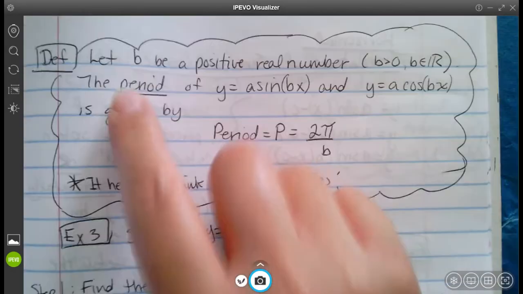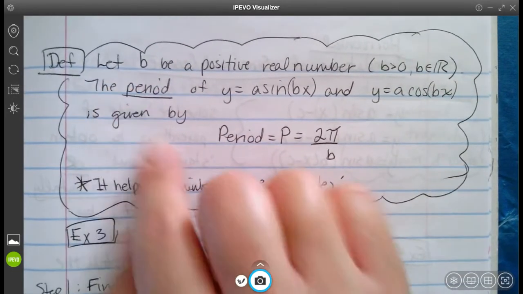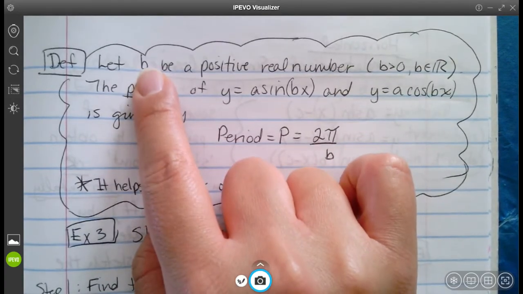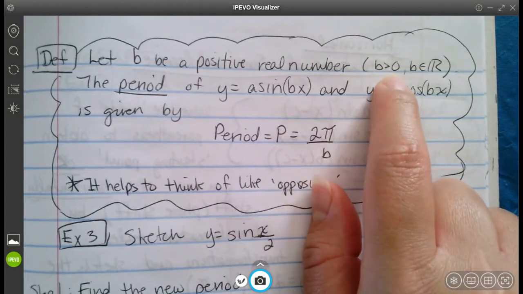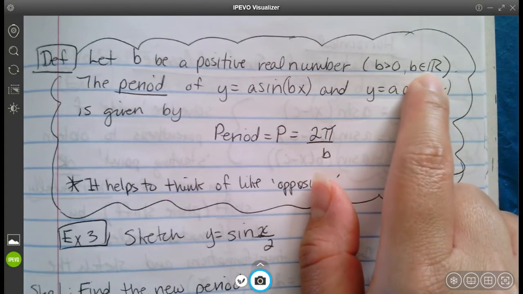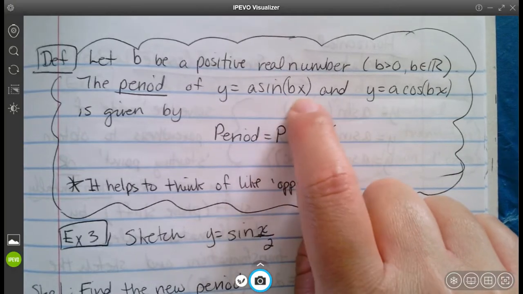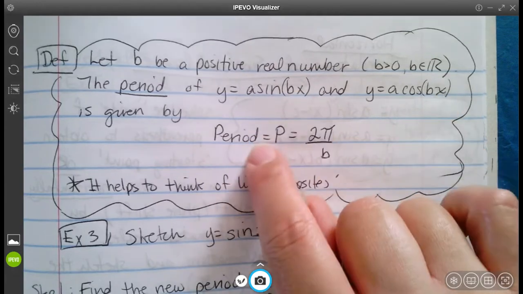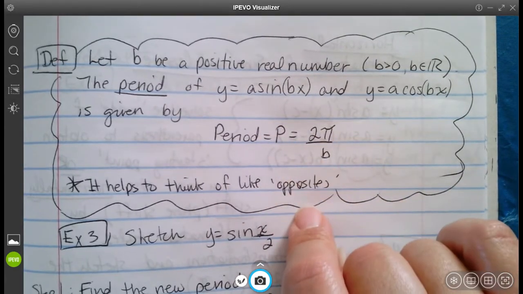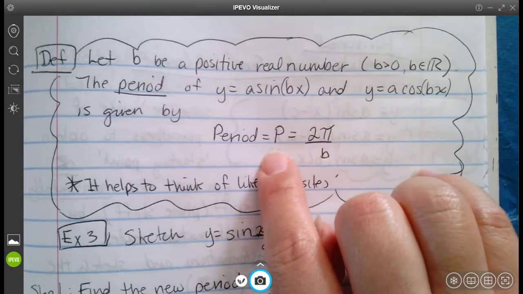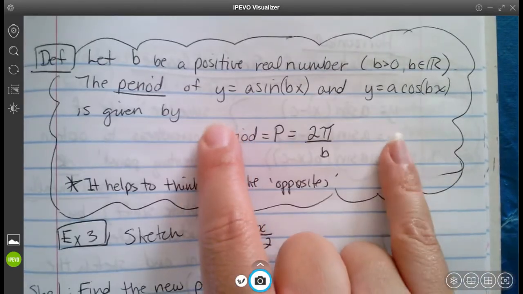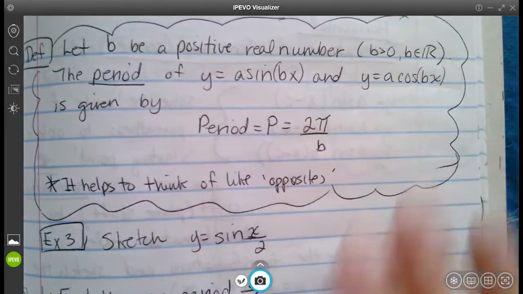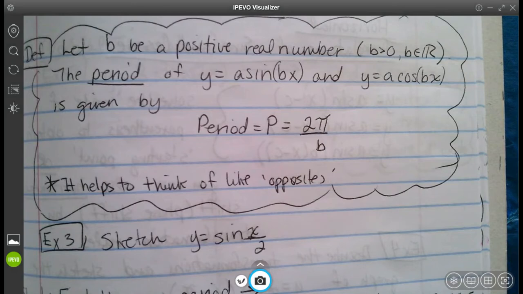All right, next one. Our next definition has to do with something called the period. The period is based off of this positive real number b. That's what this means: b greater than 0 is positive, b is an element of the real numbers, and it's located inside the parentheses with x, right next to x. It's given by 2 pi divided by b. Basically, it's how much space it takes for one pattern to happen, one part of the graph to repeat itself.